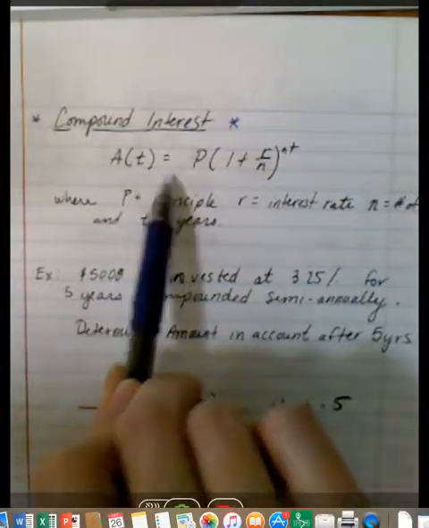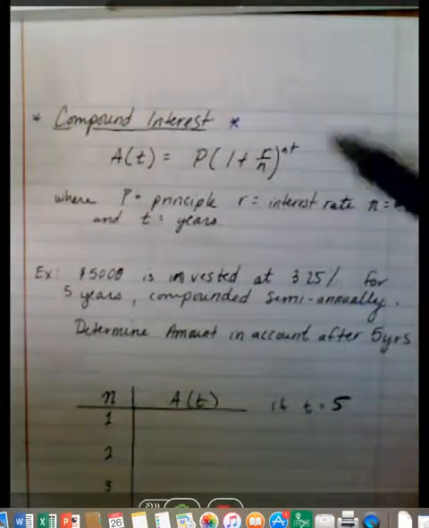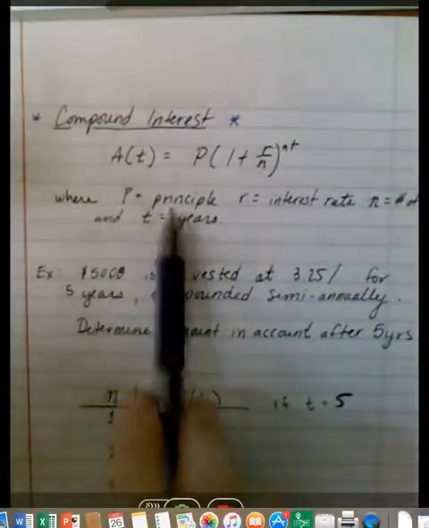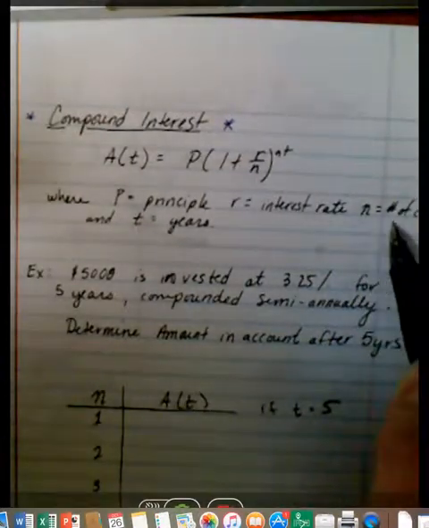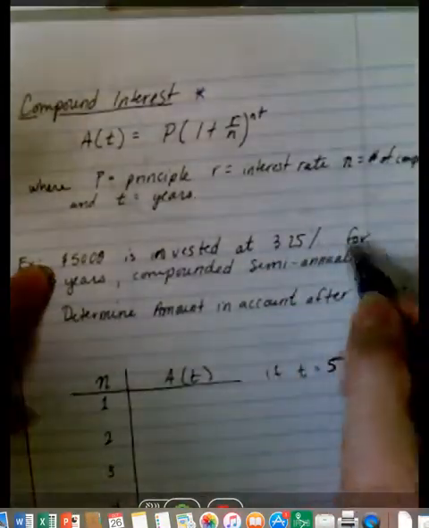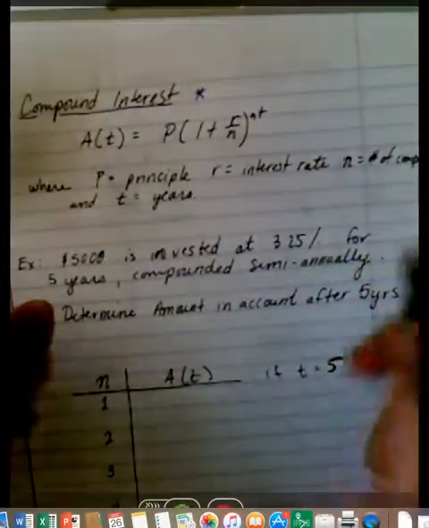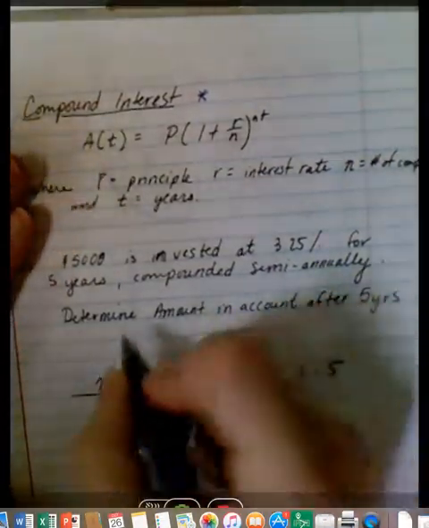The amount in terms of time is the principal times 1 plus r over n to the nt, where p is the principal, r is the interest rate as a decimal, n is the number of compounds, and t is the number of years. So 5,000 is invested at 3.25 for 5 years, compounded semi-annually. So I'm going to set it up and allow you to work it out.